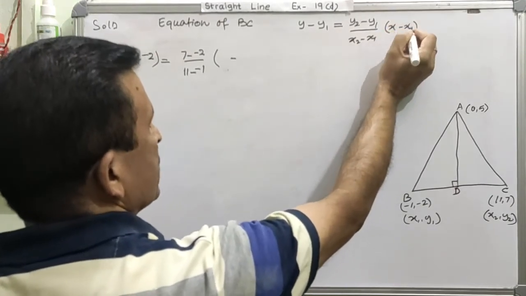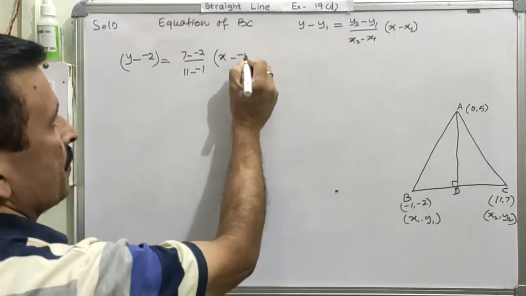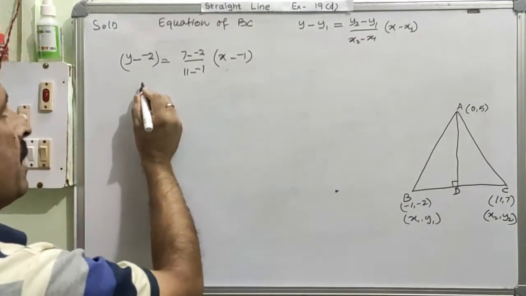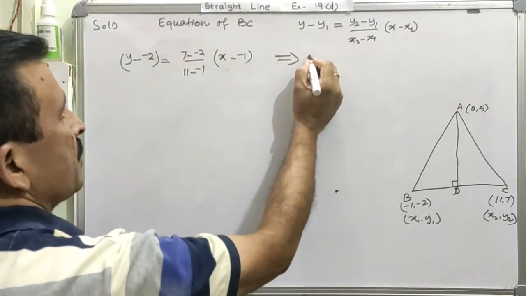X minus x1. X minus x1. And x1 is minus 1. Is it alright? Now let us solve this. In the next step, here itself I will continue because the question is lengthy.